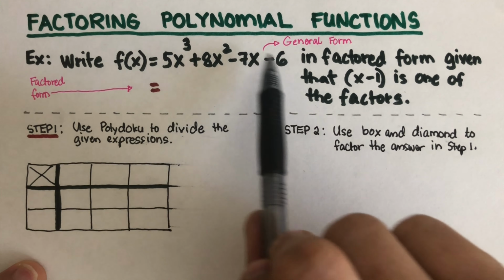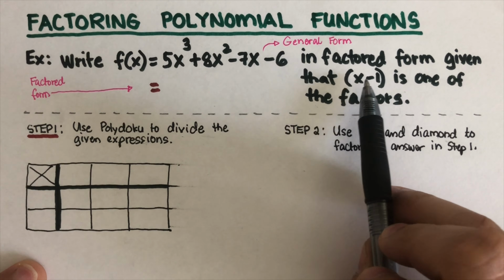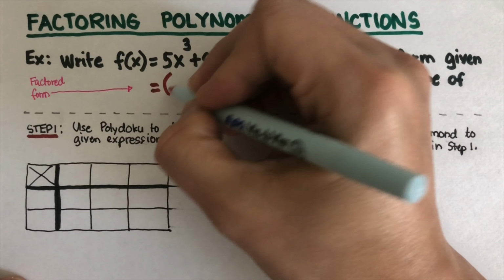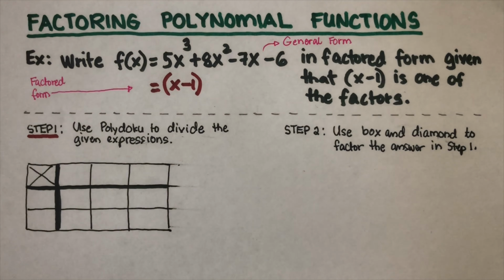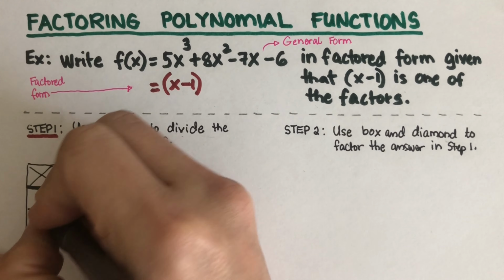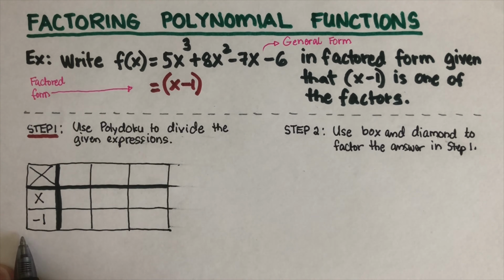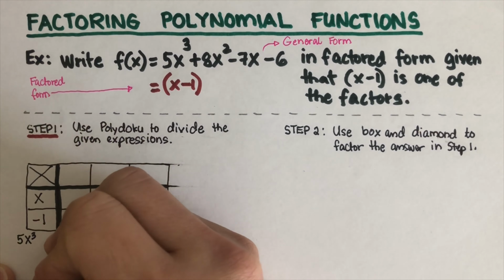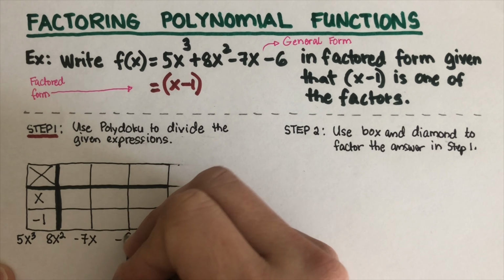By the way, in this problem right here, we are given this equation, and then one of its factors is x minus 1. So we are already given the factor. So x minus 1 is already one of its factors. So we already did that. So what we are going to do is go back here. We put x and then negative 1. And then we are going to write this one down here below. So this is 5x cubed and then 8x squared minus 7x minus 6.